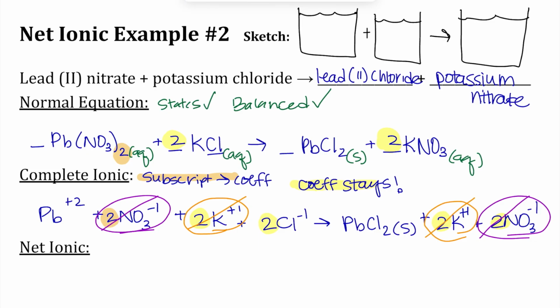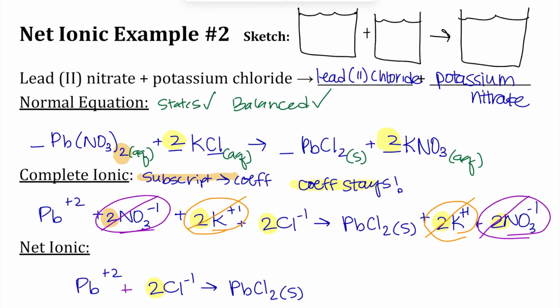My net ionic equation is going to come from everything that is remaining and that didn't get canceled out, because these are the things that are participating in our reaction. So we're going to have a lead +2 and 2 Cl-1 producing our PbCl2 solid. And notice the 2 that we have here is going to match the 2 we have here, because this does need to be balanced.